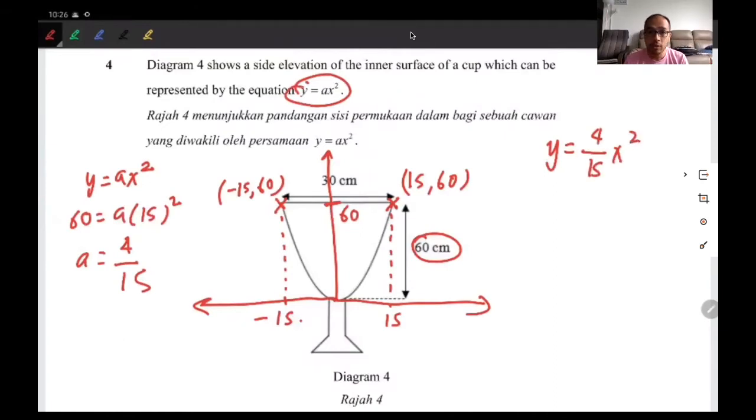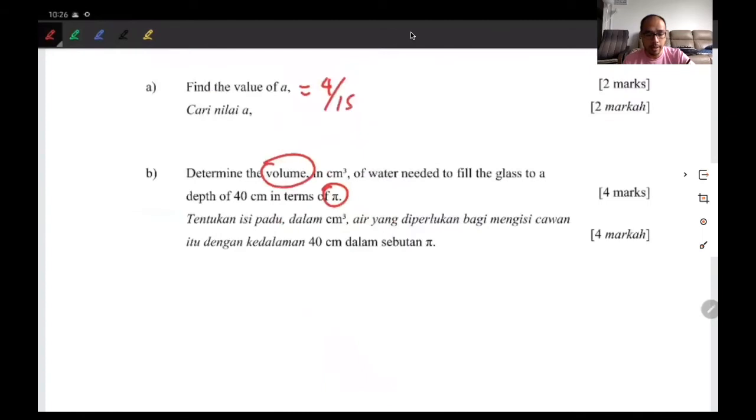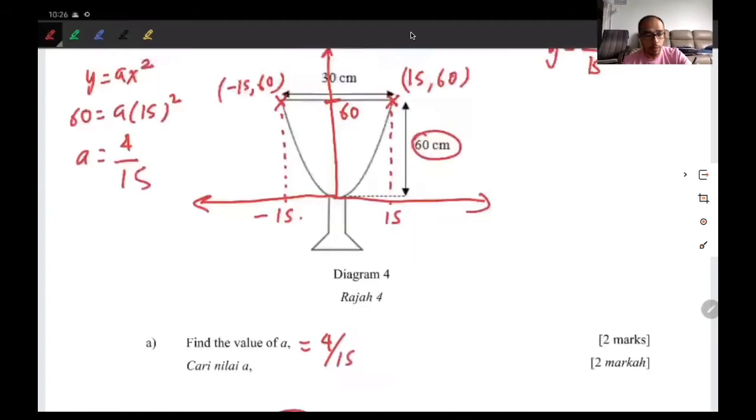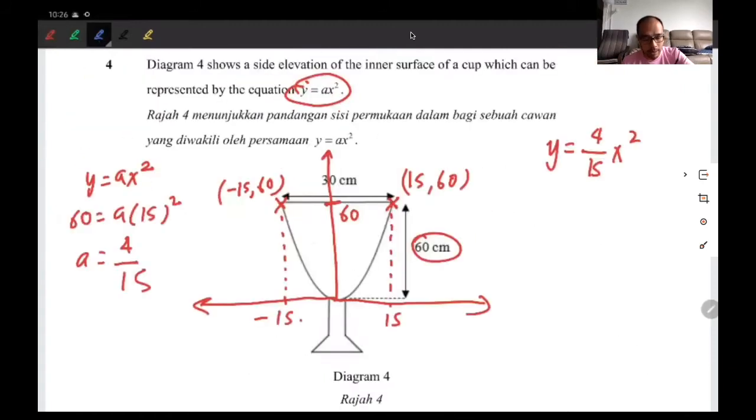And the next part is to determine the volume needed to fill a glass to a depth of 40 centimeters. So now I want to fill in this water up to 40. See, near 40. So I want to know what this volume is.